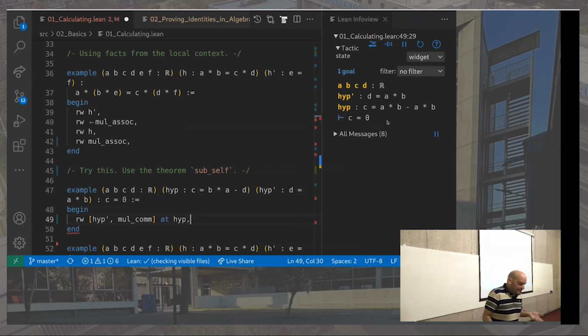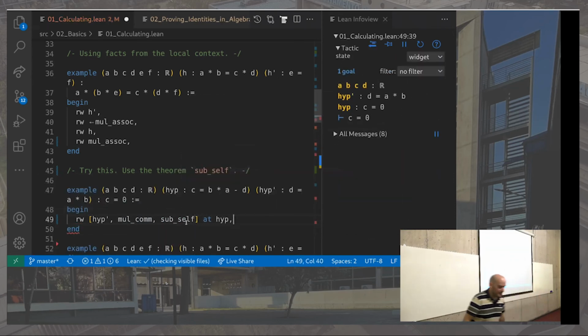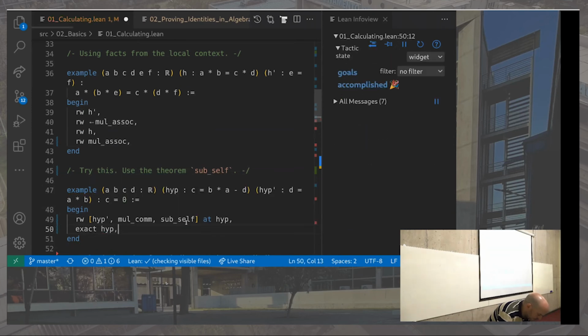The theorem that says that something minus itself is 0 is called sub-self, as it's written here. So I can just rewrite sub-self. And it says, now hype is the statement that C is equal to 0. We want to prove that C is equal to 0. So how can we do it? We have the assumption. This is another tactic that is called exact hype. So exact means, look, what we have to prove is exactly what we have. So this is done.